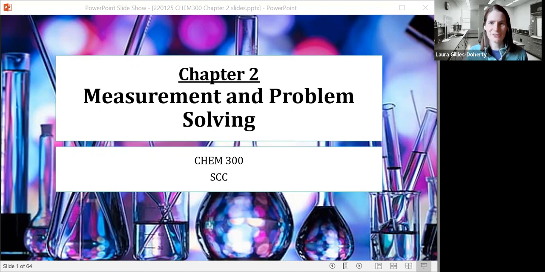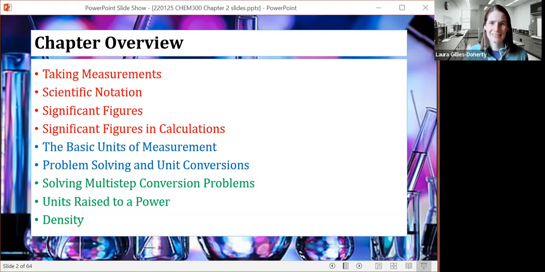We're going to be starting chapter 2 today, which is all about measurement and problem solving. So a quick overview of what we're going to be talking about in chapter 2. This is kind of a summary of everything. It's divided into roughly 3 parts. So we're going to spend 3 lecture days on it.